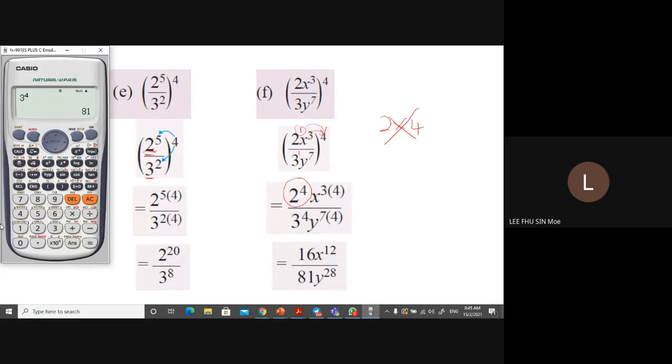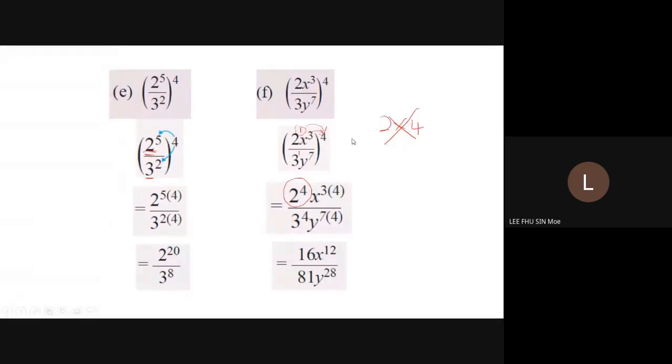You see, can be simplified or not? 16 over 81, then you press equal. If after you press equal, the answer is still 16 over 81, meaning that it cannot be simplified anymore. So you just remain the answer. Next one.